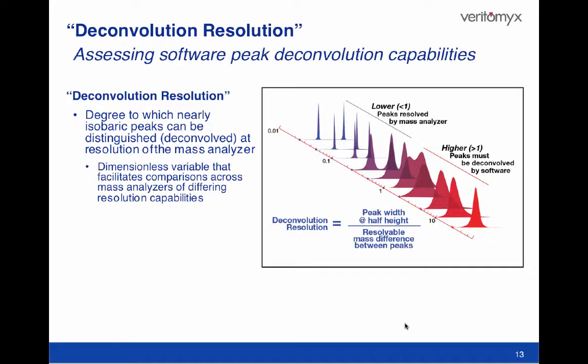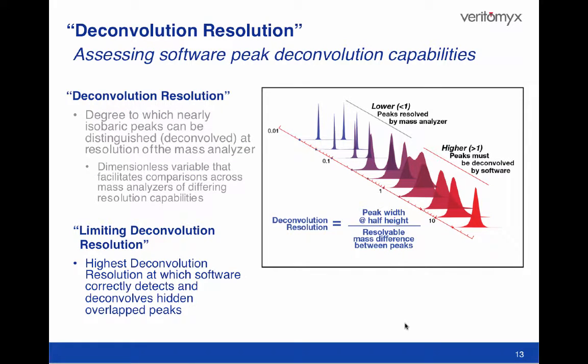PeakInvestigator's advanced signal processing algorithms are able to detect and deconvolve peaks overlapped at higher deconvolution resolutions, reaching far beyond the resolution level provided by any mass analyzer. This concept is particularly useful when examining the highest value of deconvolution resolution for which software can still detect and deconvolve the hidden peaks, which is the software's limiting deconvolution resolution.